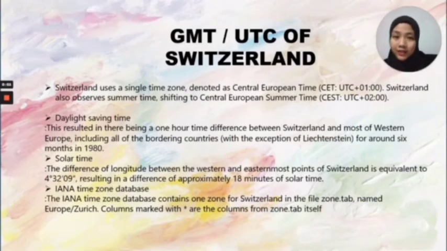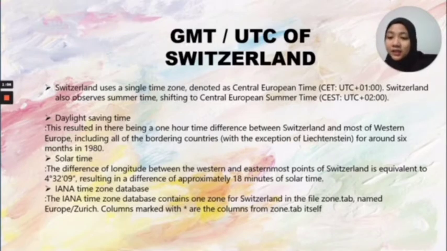Next is the GMT or UTC of New Zealand. It uses a single time zone, denoted as Central European Time, CET, UTC plus 1 hour. It also observes summer time, shifting to Central European Summer Time, CEST, UTC plus 2 hours, daylight saving time. This results in there being a 1 hour time difference between it and most of Western Europe, including all of the bordering countries, with the exception of Liechtenstein for around 6 months in 1980.